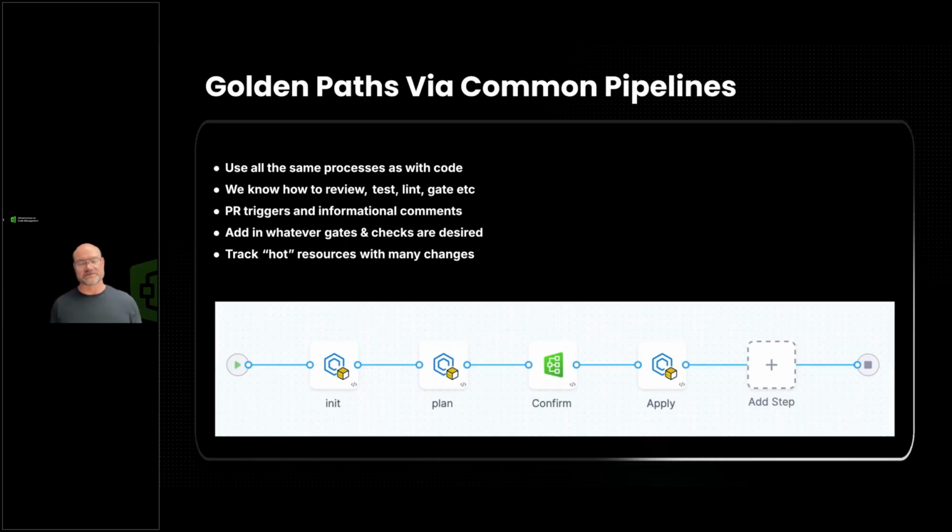But there are additional benefits involved as well. If we see a particular pipeline running with a particular set of infrastructure quite regularly, we're maybe tracking that resources are going under change quite a lot. Maybe that's something that then needs to be paid attention to. And as I said, we can add in whatever. From this simple case, we've got a simple confirm step that might sit there and wait for user input.